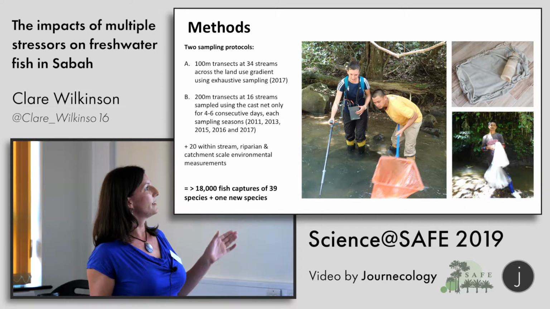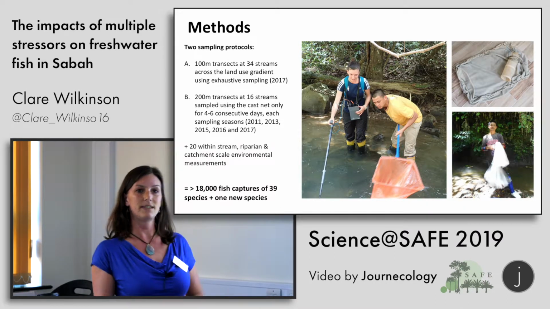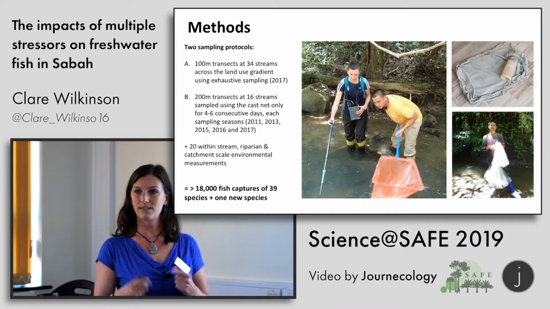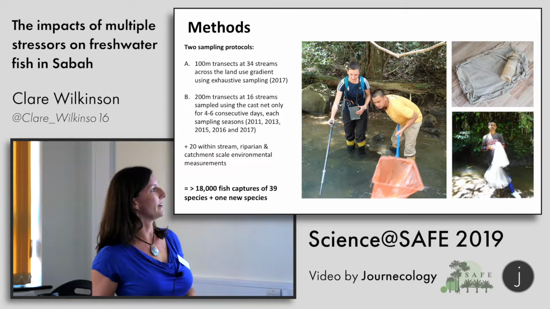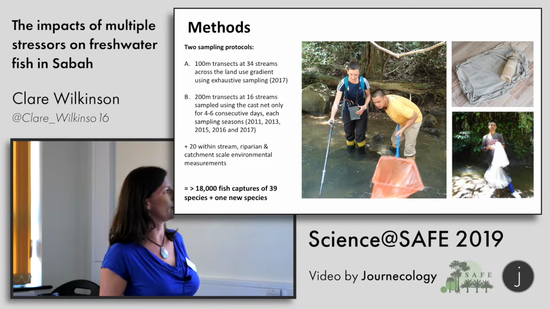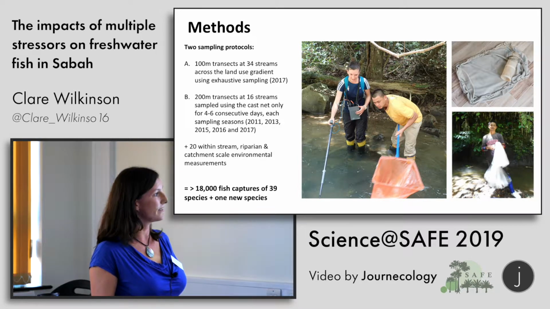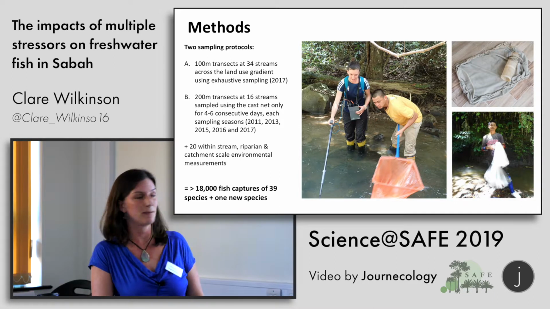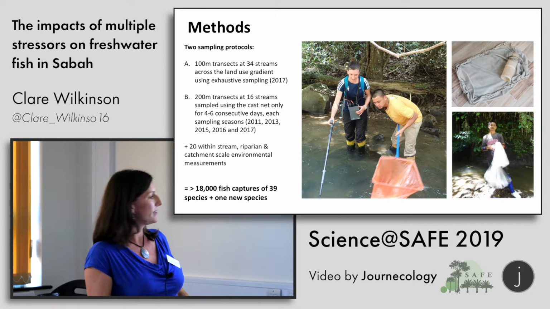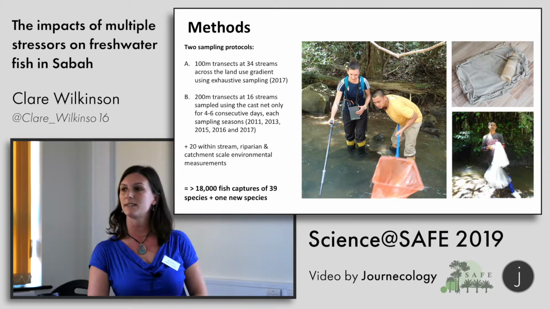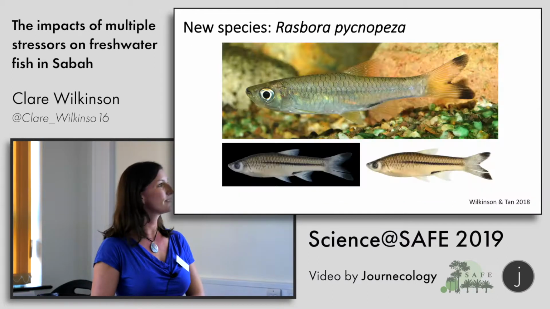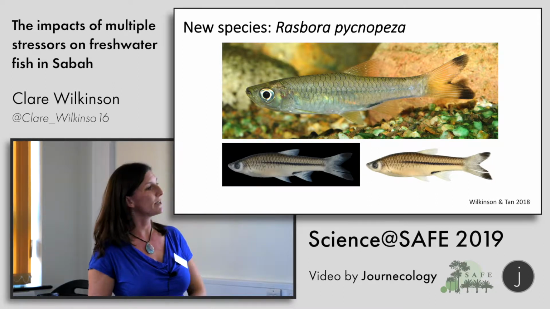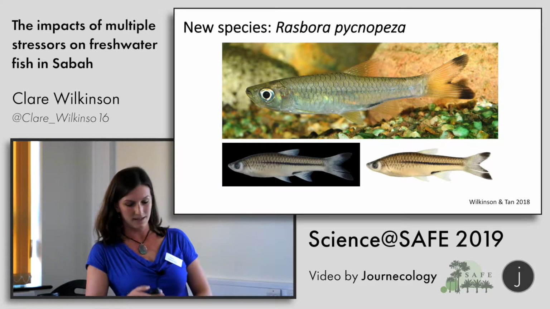And then also to look at differences in biomass and availability of fish as a resource to local people, we used cast net only data, which is the dominant technique used by local people in this area, and a mark recapture study, sampling for 4 to 6 consecutive days at each stream in each year, and also collected loads of different environmental variables to be able to work out what was going on. In total, we got more than 18,000 fish captures of 39 different species and 1 new species, Raspora pycnophysa, which we described last year.